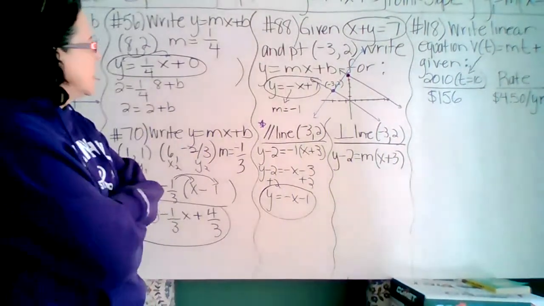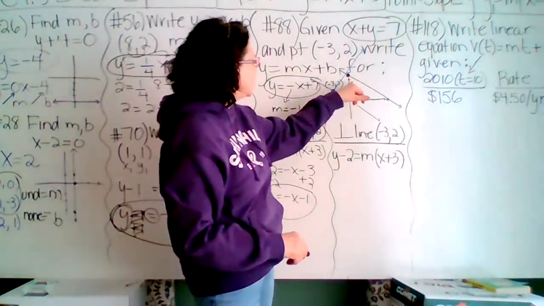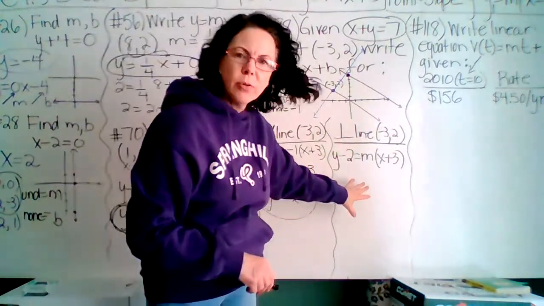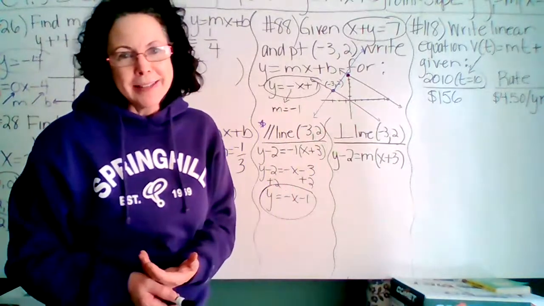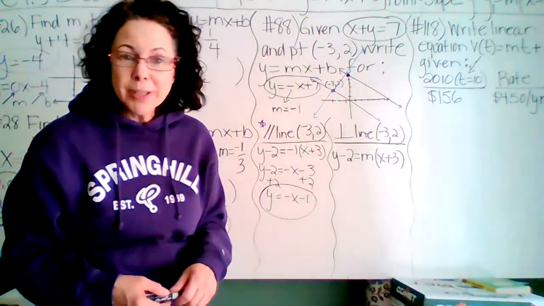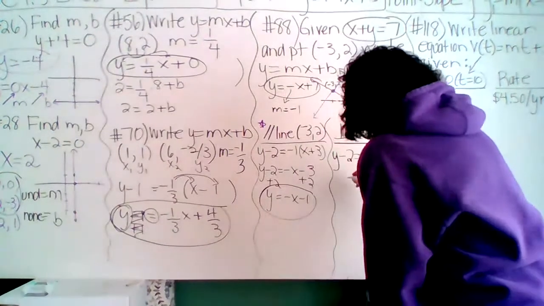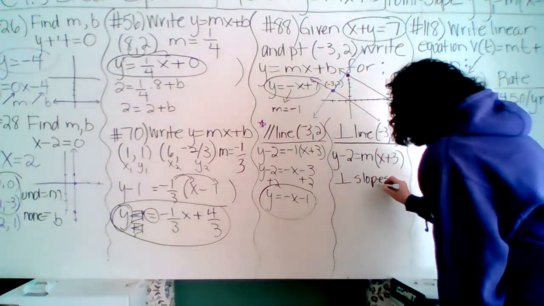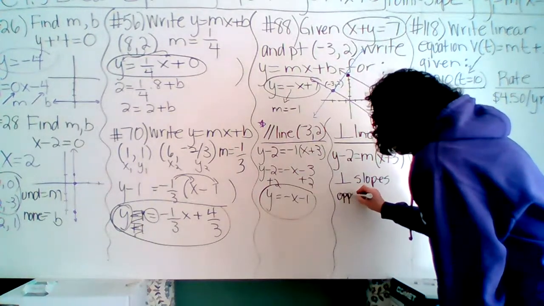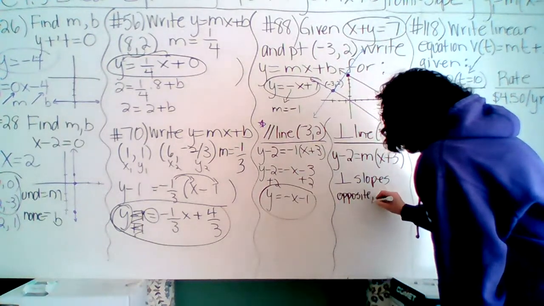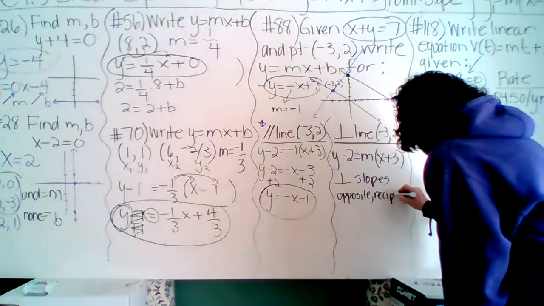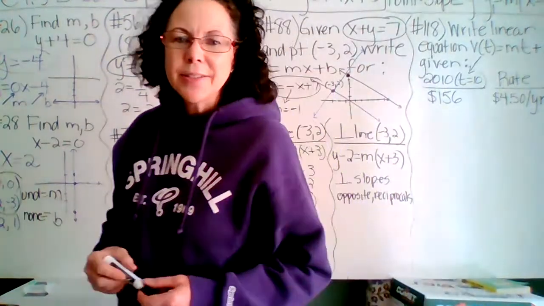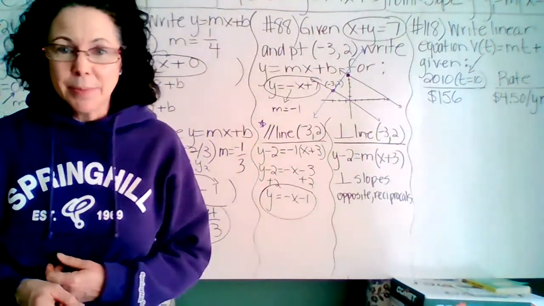How are the slopes of perpendicular lines related? How are they related? Now, I'll put it right here. If we were in class, I would have you answer it. And someone would say, perpendicular lines have slopes that are opposite in sign and reciprocals. Does that sound familiar to you? Perpendicular lines have slopes that are opposite in sign and reciprocals.